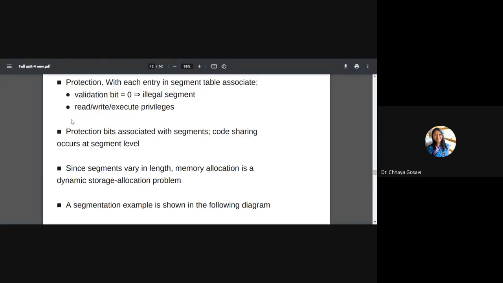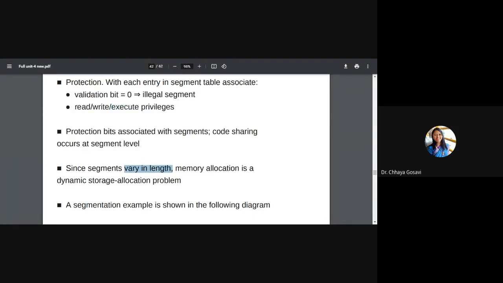Read means... note that segments can be shared, and when a segment is shared, to protect that particular segment from unwanted modification, these privileges can be given. Read means other processes can just read this segment. Write means they can modify it, and execute means they can run it and produce results. The protection bit is associated with the segment. Code sharing occurs at the segment level.